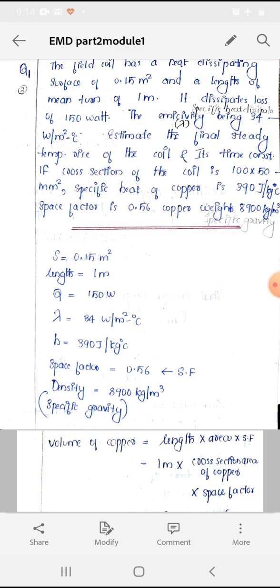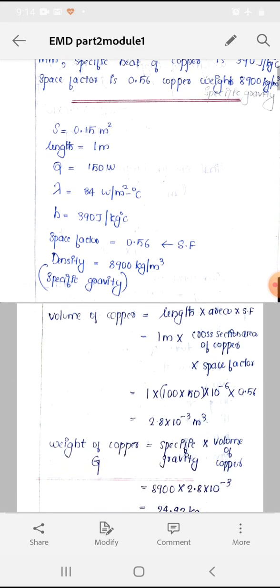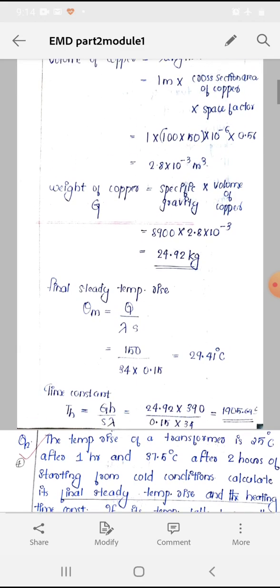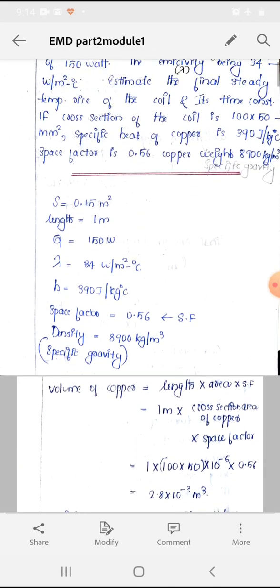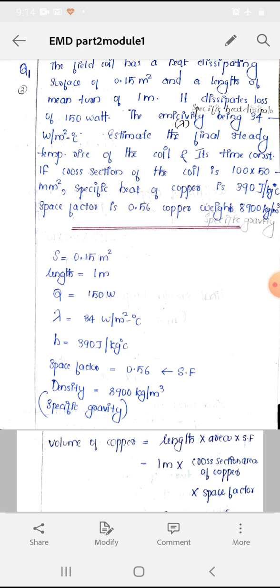So from the question, we have to find the final steady temperature rise of the coil and also its time constant. The final steady temperature rise of the coil is denoted as theta m and its time constant is denoted as Th. The equation for theta m is q by lambda s. So we need to know what is q. q is the power loss or heat developed in watts or joules per second. In the question it is given as 150 watts. So q is 150 watts.